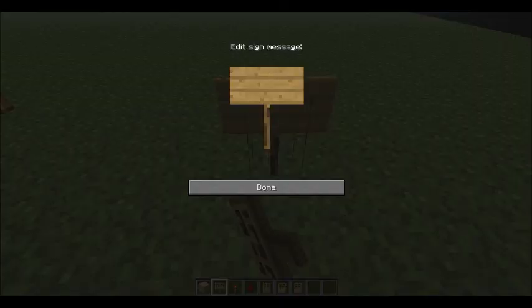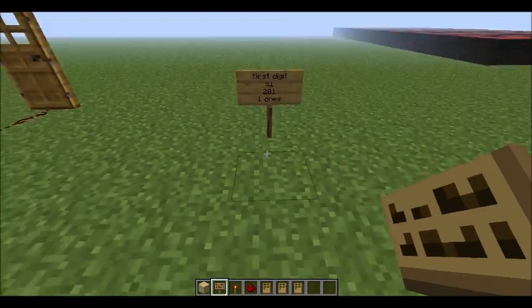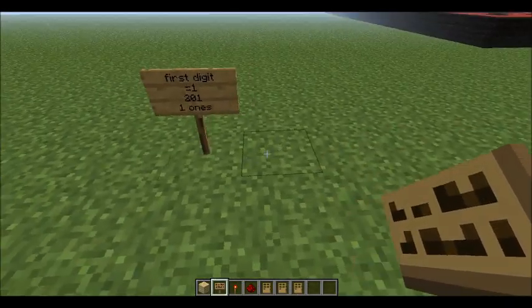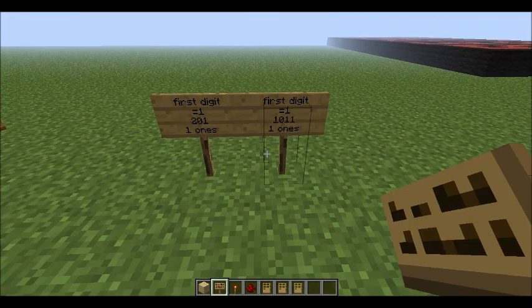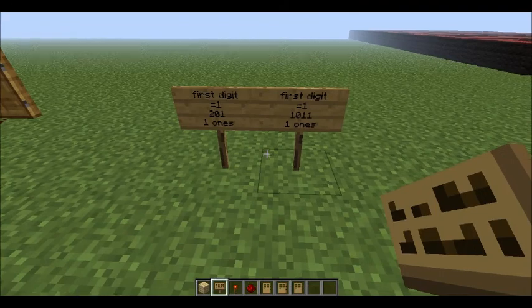The first digit equals 1. So if we have 201, there is 1 one at the end. That first digit right at the end is always equal to 1. And I'm pretty sure all systems are the same, so it's the same with binary. First digit equals 1. If you have 1211, there is 1 one. So it's the exact same idea.